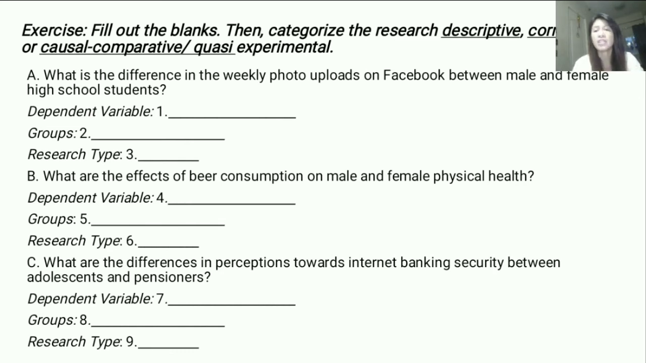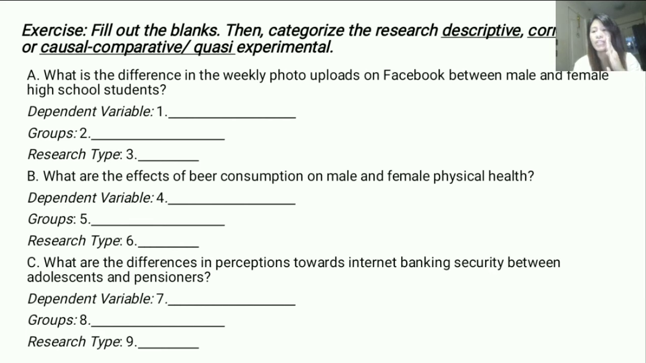Letter C, what are the differences in perceptions towards internet banking security between adolescents and pensioners? The independent variable here, I hope that you can correct that, depending on the type of research, where you can have both dependent and independent. In descriptive researches, you only have the independent variable or variables.